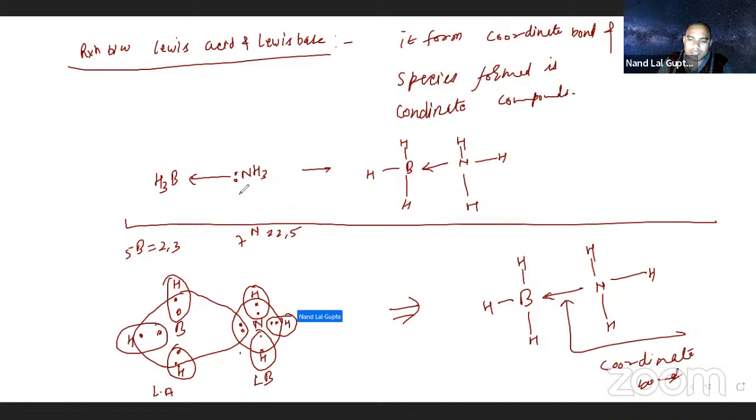So send the topic names. Let me check some more topics: Gibbs free energy, ionic equilibrium, Arrhenius, Bronsted, Lewis acid base, ionization constant, common ion effect. Okay, these are the topics. We will be discussing Gibbs free energy in the next class.